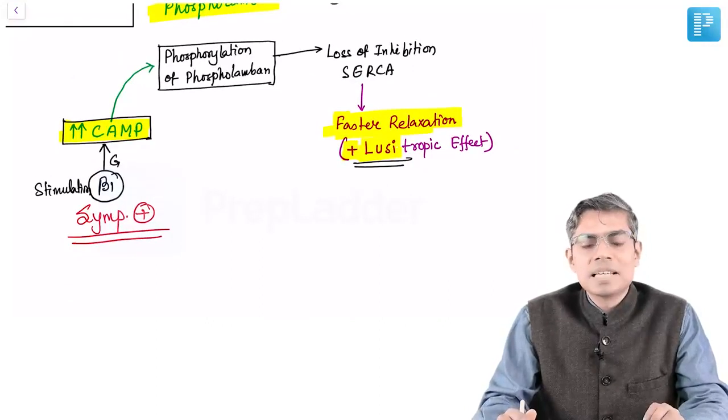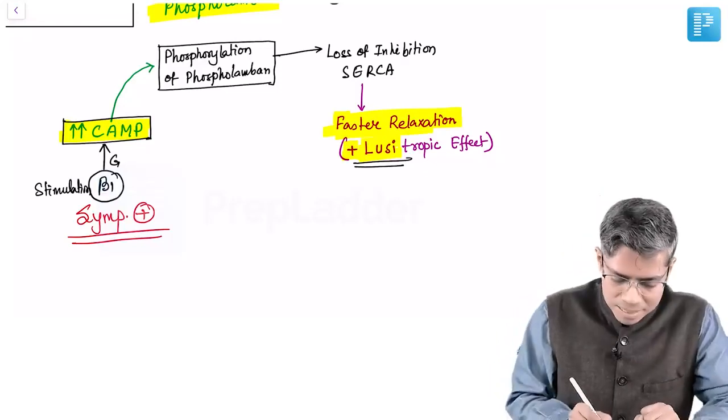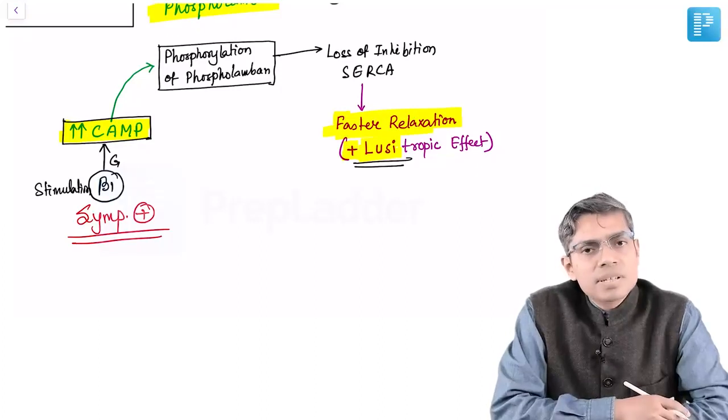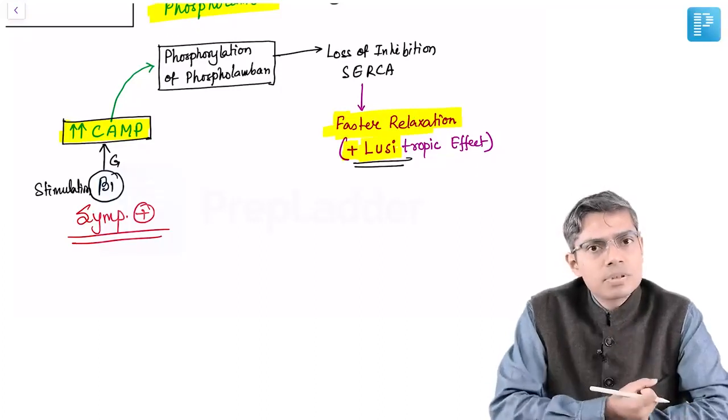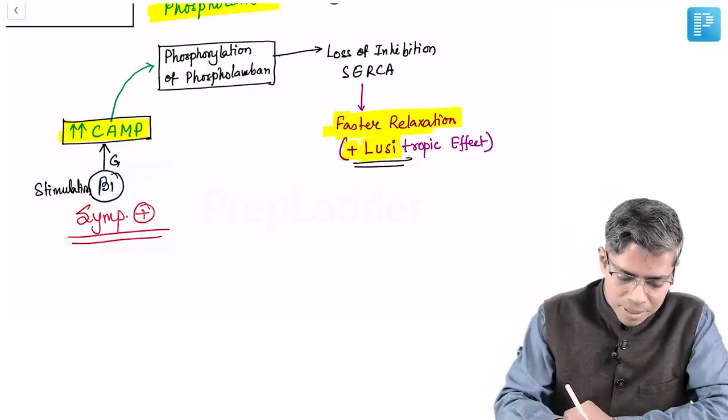So how is this happening? This is happening through the phospholamban protein. Now we also know that if you stimulate the sympathetic system, it causes a positive inotropic effect also, sir, that it increases the force of myocardial contraction. Answer is yes. What is the mechanism? The mechanism is very similar.